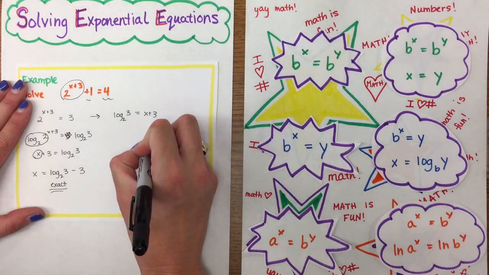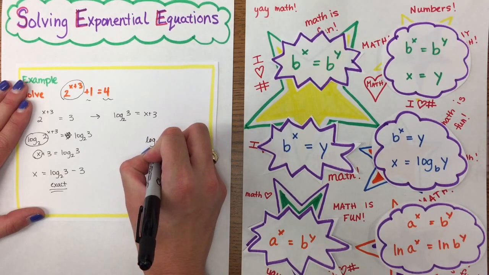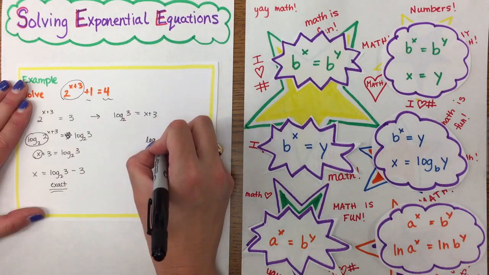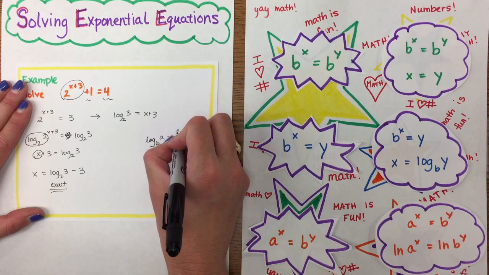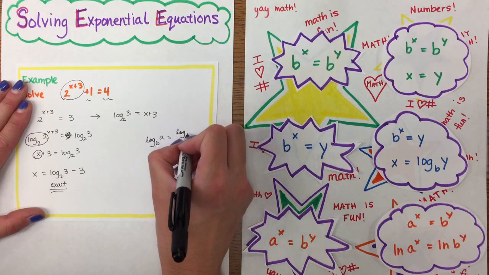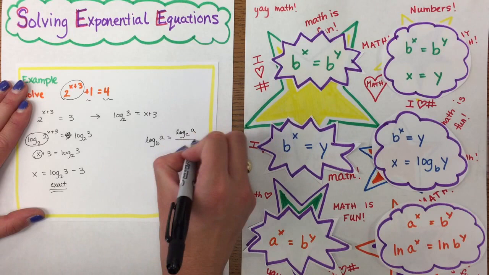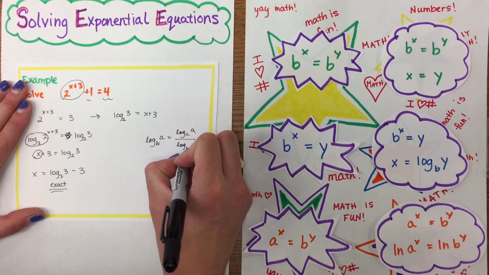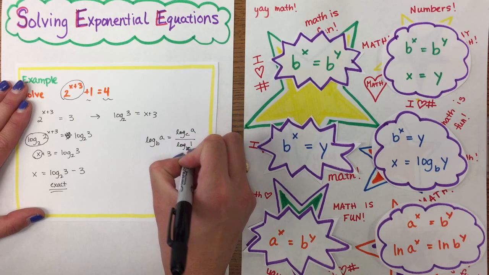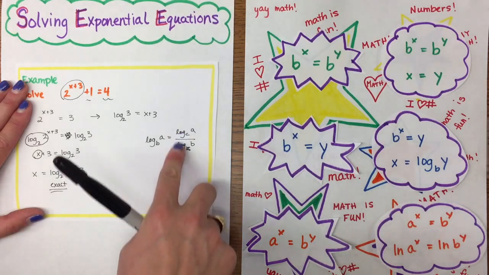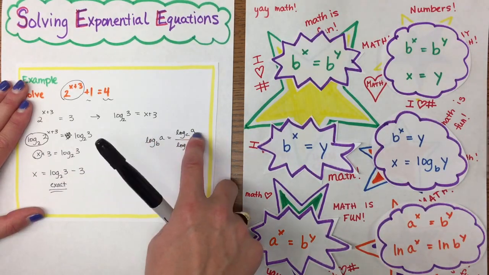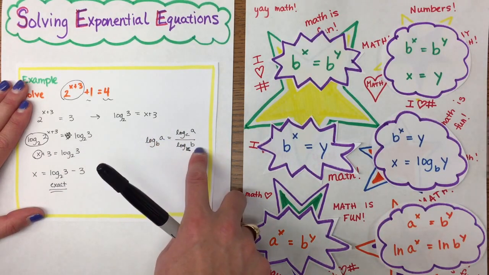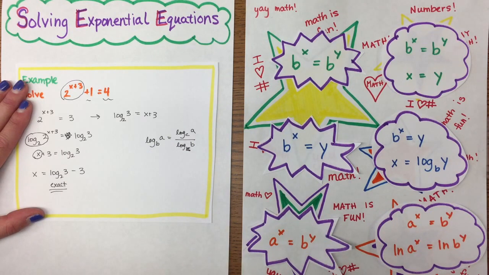Now the change of base formula says that log base b of a can be written as log base c of a divided by log base c of b. So both logs have to have the same base. What goes in the top is the inside of the log. What goes in the bottom is the base of the log.